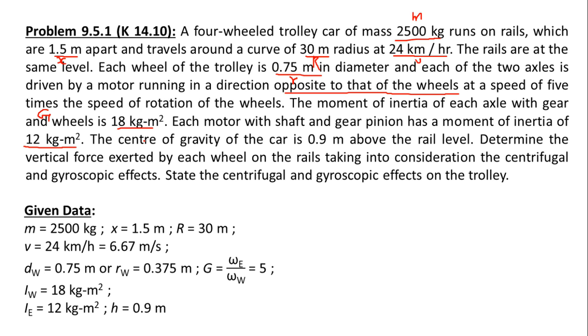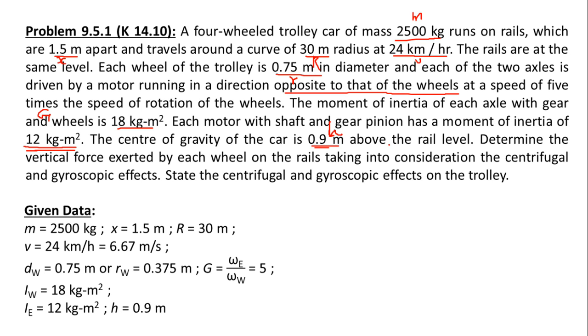Therefore, here you have two motors, one for front axle and one for back axle, so that each is 12. Center of gravity of the car is 0.9 meter above the rail level. So this is your H. Okay, H is 0.9 meter. Determine the vertical force exerted by each wheel on the rail, taking into consideration the centrifugal and gyroscopic effects. State the centrifugal and gyroscopic effect on the trolley.